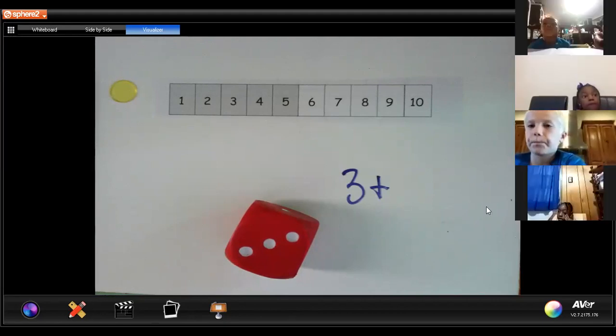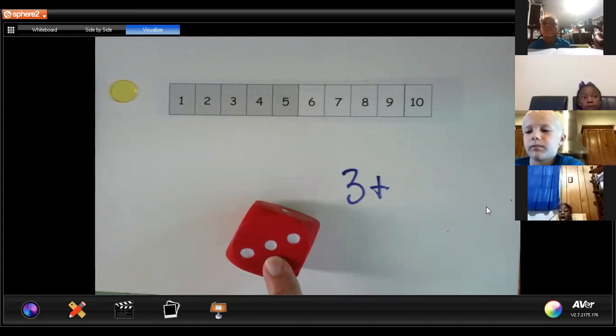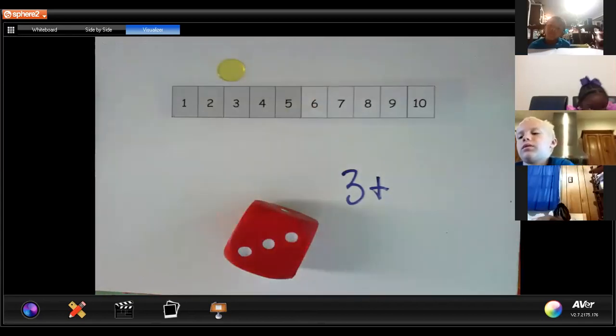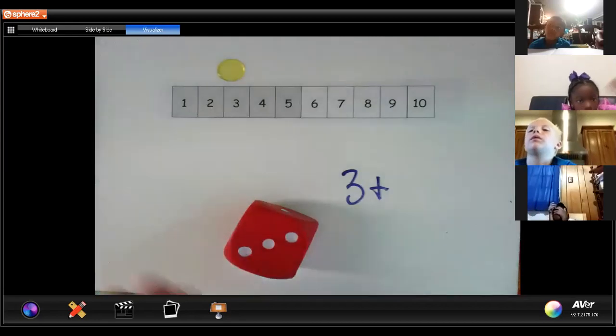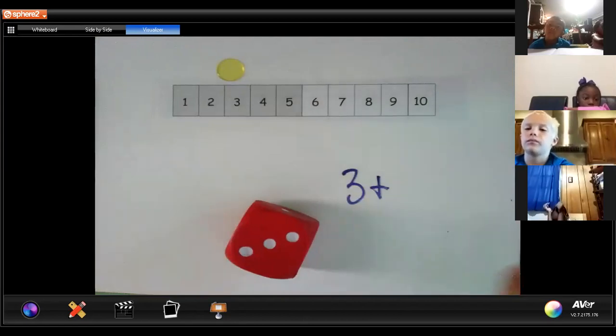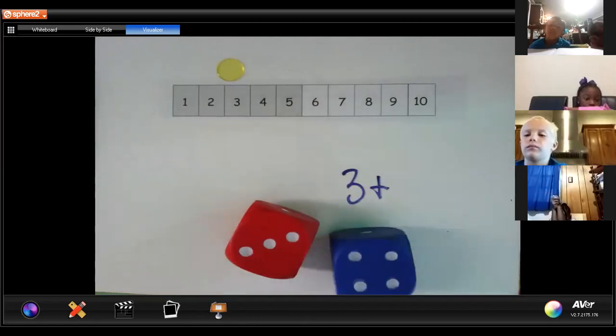Okay. How many hops am I going to hop? Get ready. 3. 1, 2, 3. But now I'm going to roll my blue dice. Whoop, and he rolled right off the paper. And he rolled off the paper again. But look, how many dots do you see now?